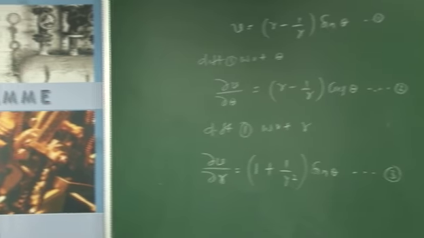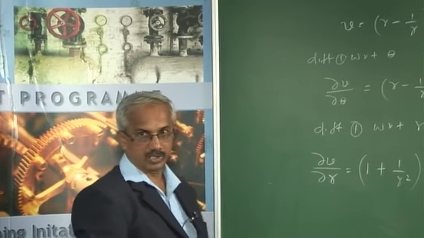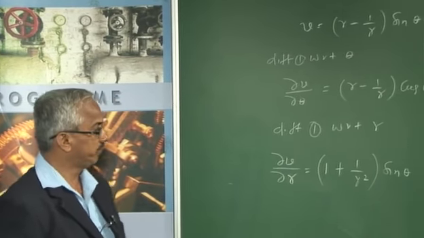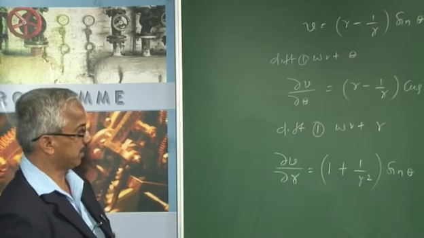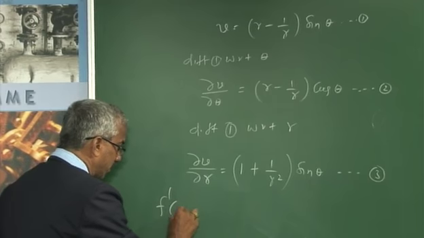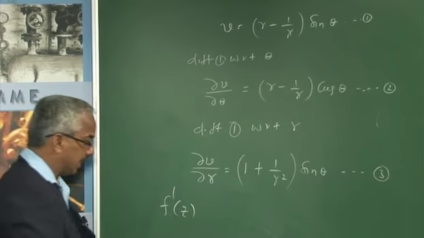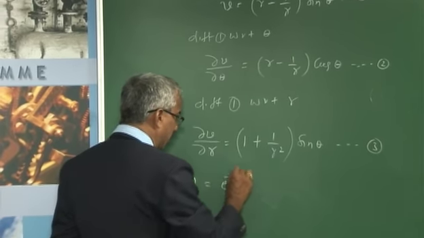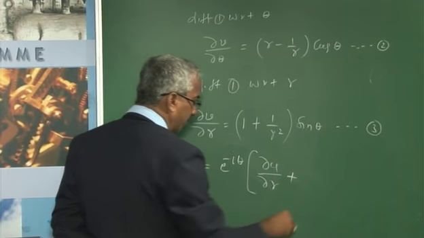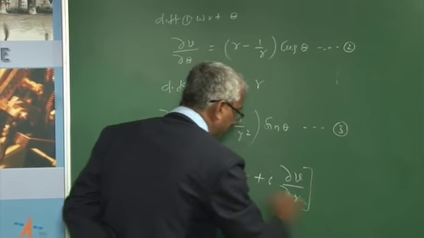Now we have the derivative of V with respect to theta and V with respect to r. Using these two we have to construct the analytic function. We know that for a complex function in polar form, f dash z is equal to e power minus i theta into dou u by dou r plus i into dou v by dou r.